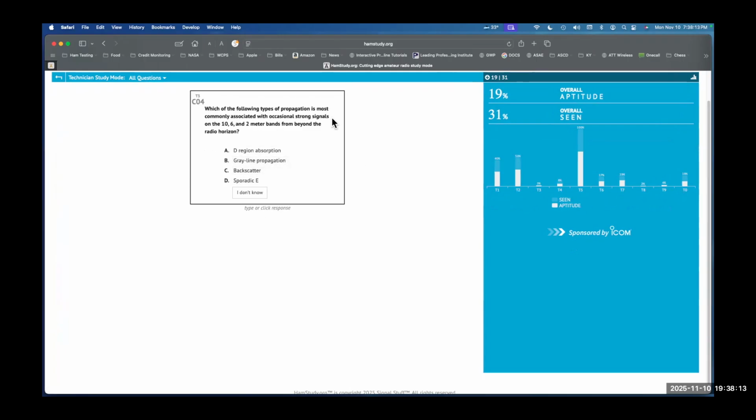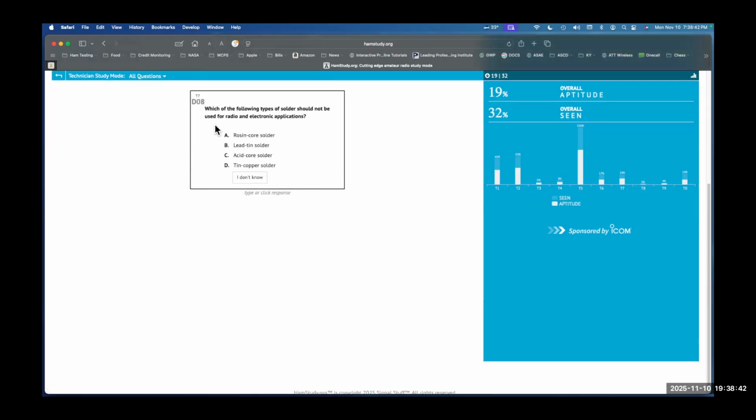Which of the following types of propagation is most commonly associated with occasional strong signals on the 10, 6, and 2 meter bands from beyond the radio horizon? Is it the D region, the gray line propagation, or sporadic E? Anybody want to take a guess? Sporadic E. That's what I'm going to guess too. I don't remember, but I'm going to guess sporadic E. So that is correct. So we go to the next one.